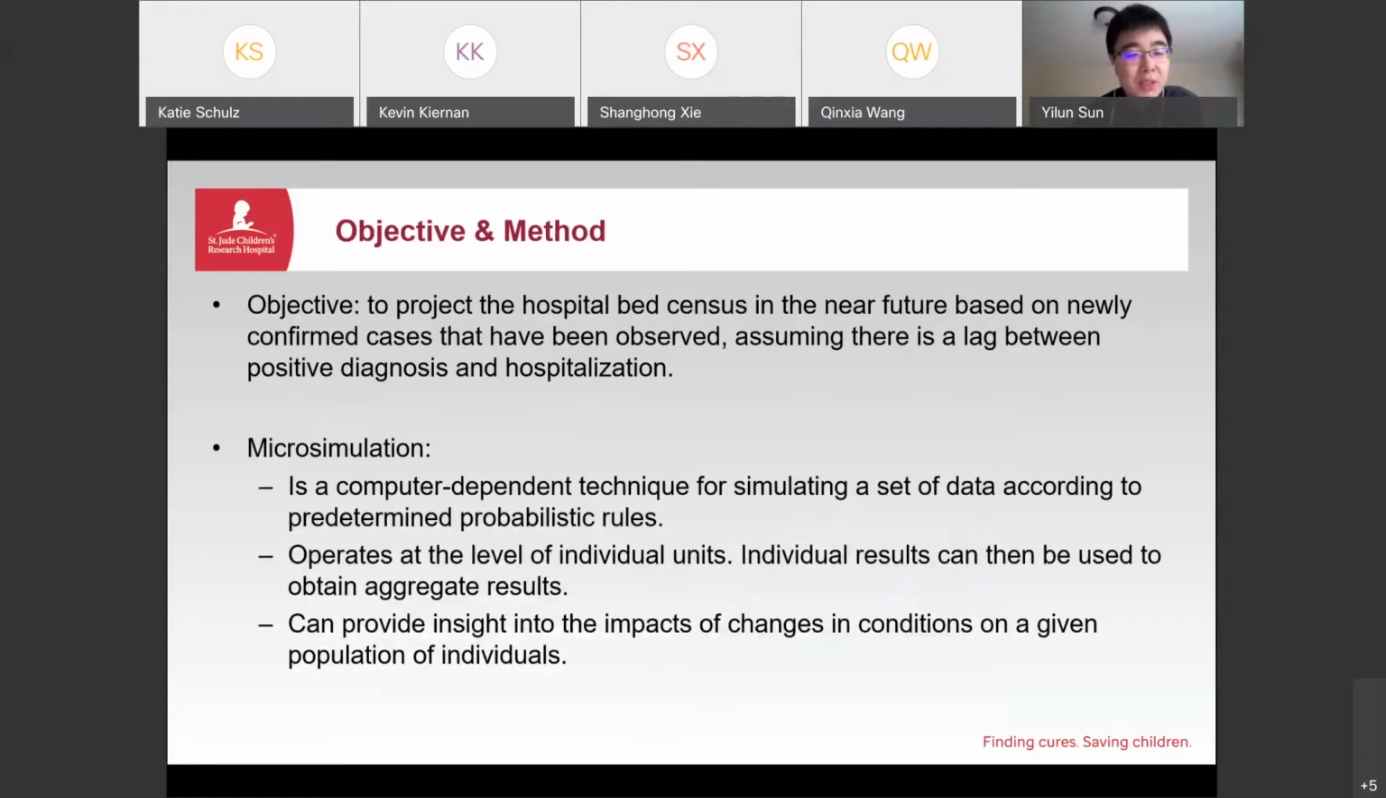And our approach is microsimulation. It is a computer-dependent technique for simulating a set of data according to some rules. It operates at the level of individual units. And we want to use this method because it can provide insight into the impacts of changes in conditions on a given population.